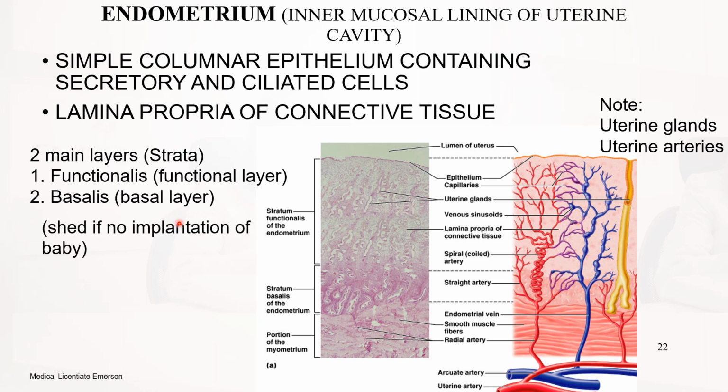The one that sheds off if no implantation has occurred is the functional layer. So the functional layer actually sheds off if no implantation has occurred. The functional layer is supposed to shed off. Then the basal layer, which is found at the base, there's no need for it to shed off since it's the one which even has the stem cells. Okay, so the one that sheds off is the functional layer, the stratum functionalis of the endometrium.